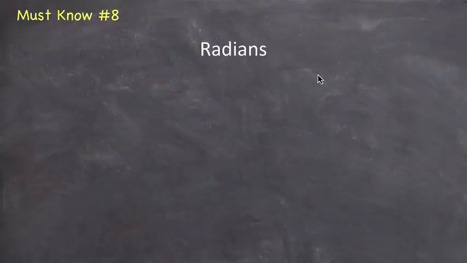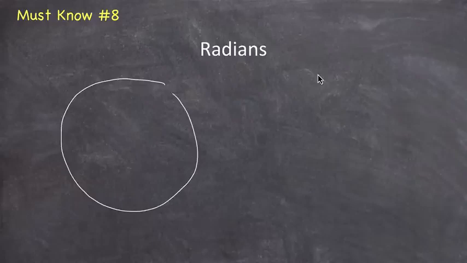Must know number 8, radians. Up until now, all the angles we've been working with were measured in degrees. But there's another unit of measurement we could think about for angles, and that is radians. Let me show you what a radian is. If I draw a circle, it'll help you visualize it.